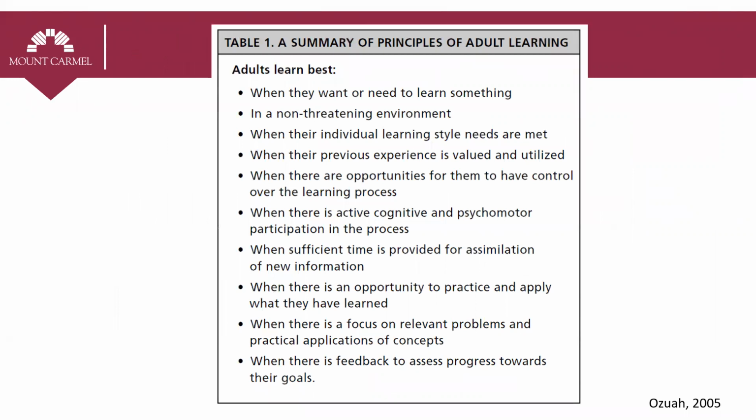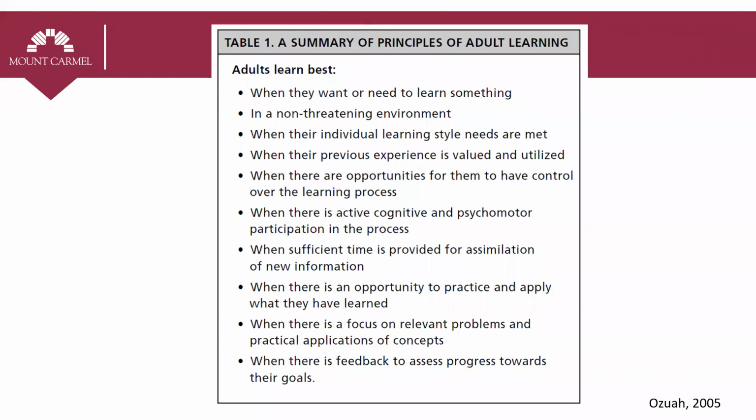So here, being repetitive, a summary of the principles of adult learning. We learn our best when we want or need to learn something, in a non-life-threatening environment, hooray simulation. When individual learning style needs are met, so we need to tailor and customize to our audience. When previous experience is valued and utilized, that basic first principle that we talked about. When there are opportunities to have control over the learning process. We're not children anymore in that didactic lecture. We want to be involved. We want to have some autonomy.